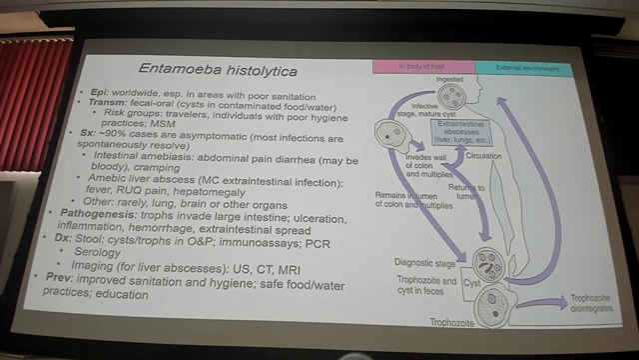Usually it's fecal-oral contamination, ingesting those cysts in contaminated food or water. When you ingest those cysts, as soon as they get triggered by your digestive tract, they lose that cyst wall. They become trophozoites once they hit your small intestine. What trophozoites do is start replicating.